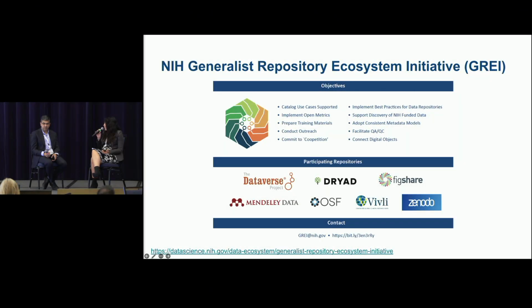Okay, and you mentioned the co-opetition working group model, right? Presently there are 7 generalist repositories. You mentioned a few. Obviously, Mendeley Data is one, Zenodo, Figshare, Dryad, Vivli, Harvard Dataverse, and OSF. So those are the logos that you see on the screen. Can you talk a little bit about that process? How did these 7 repositories come to be a part of this working group?